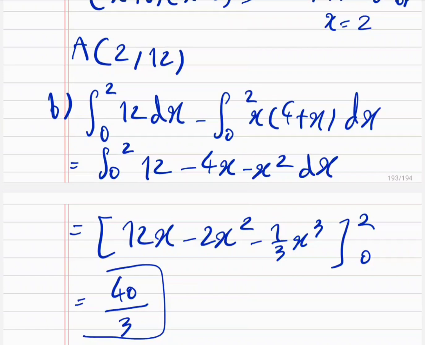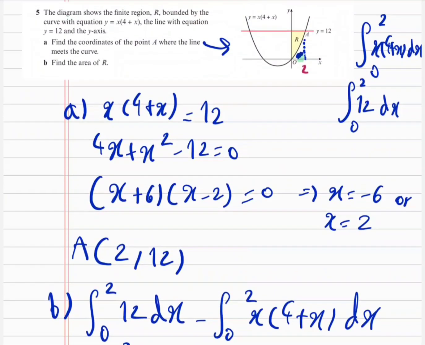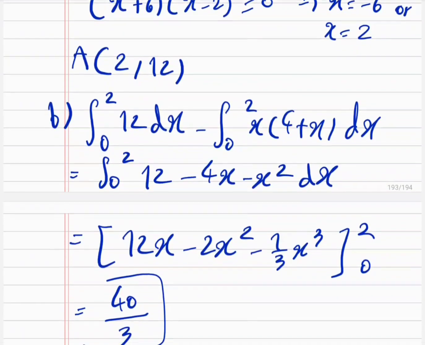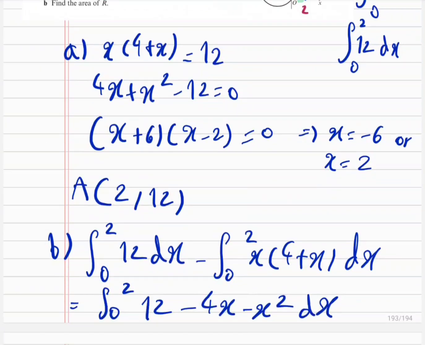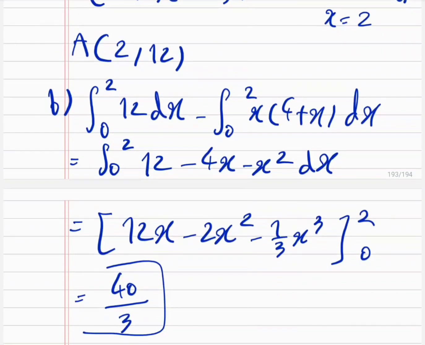Something very quick here is that, because of the diagram, in order to find the area of this rectangular region, we could have just found the area of the rectangle, using width times length, which is 2 times 12, giving us 24. And if you look at this integral, which is integrating that rectangular region, it is also equal to 24. So we could have also used that method, but I just stick with integrals.